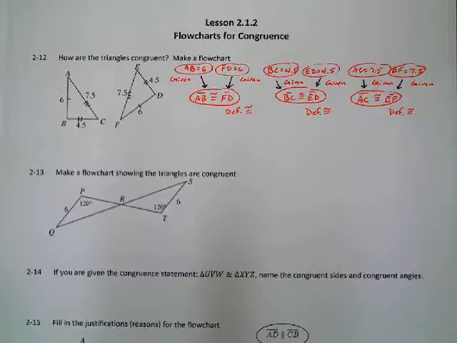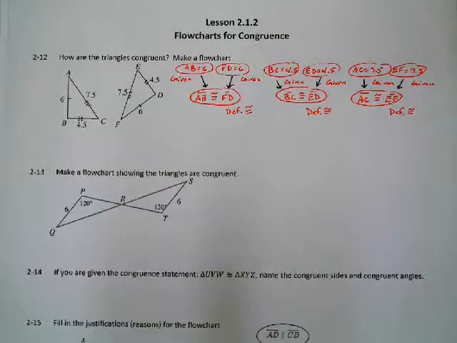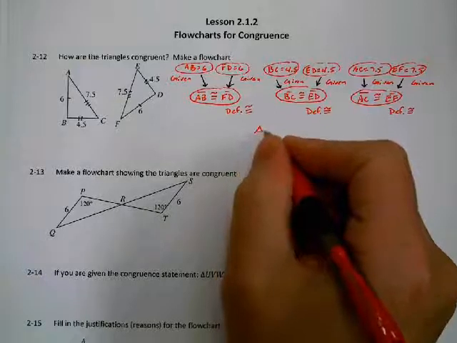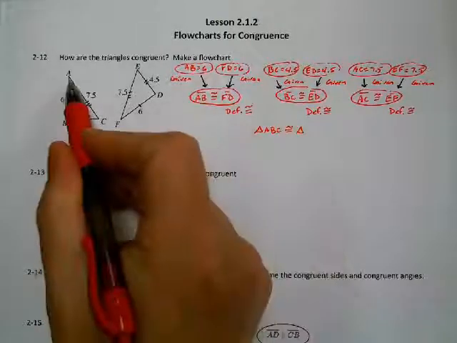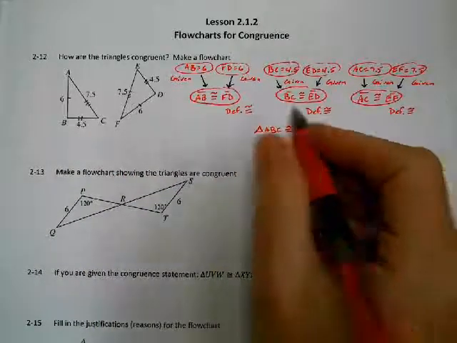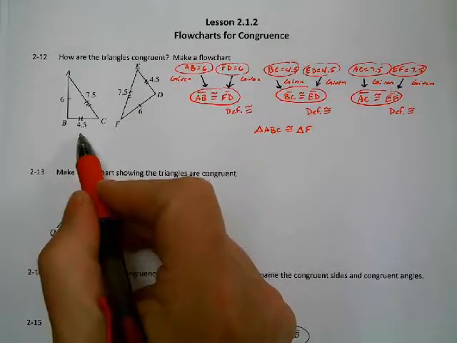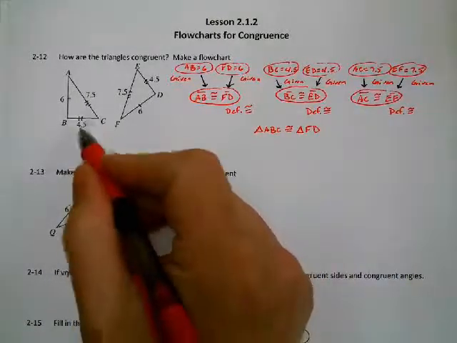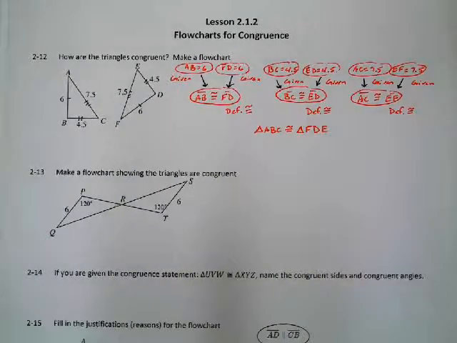I can now say, because of these three statements, that these two triangles are congruent to each other because of side-side-side. I'm going to start with this first one and say triangle ABC is congruent to triangle. Now A is between 6 and 7.5, and F is between 6 and 7.5. In our congruence statement, we have to match up the corresponding parts. B is between 6 and 4.5, and D is between 6 and 4.5, so D comes next. And finally C is between 4.5 and 7.5, and that goes with E.